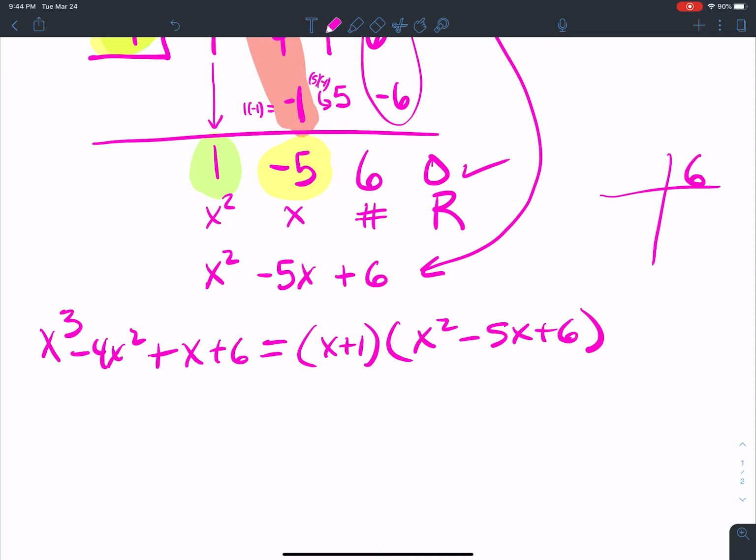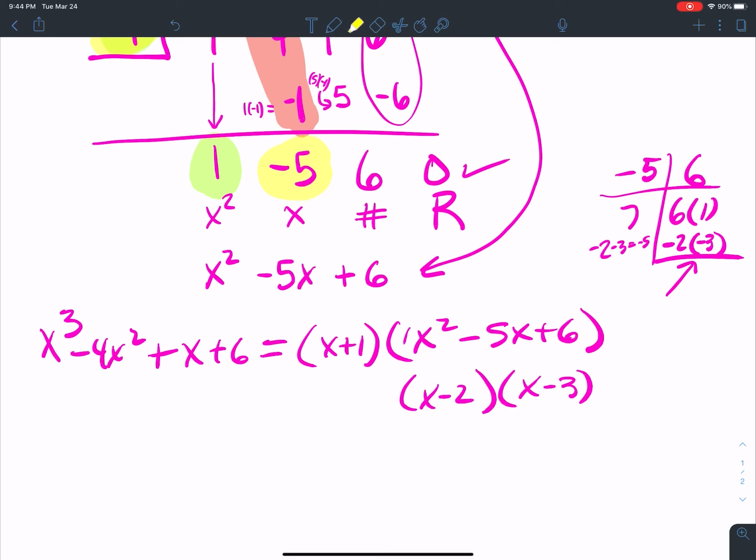What multiplies to 6 and adds to negative 5? Well, if I do 6 times 1, that's 7. That's not going to work. Minus 2 times minus 3. Minus 2 minus 3, that's negative 5. Bingo. Since there's a 1 in front, this is an easy one to factor. It's just x minus 2 and x minus 3 coming from these numbers right here that we found. And then I also had that x plus 1 that I started with.